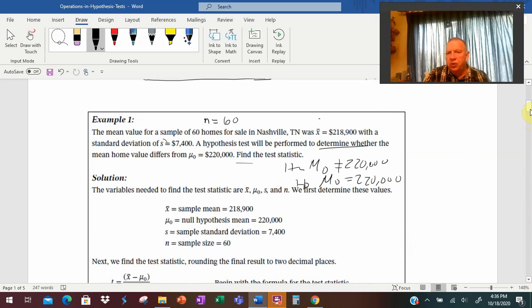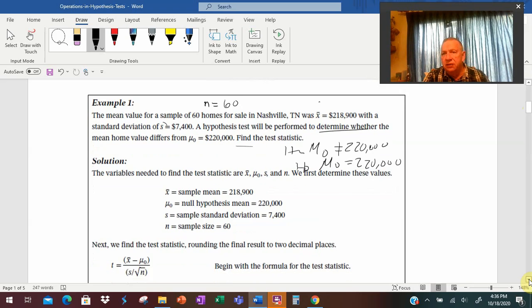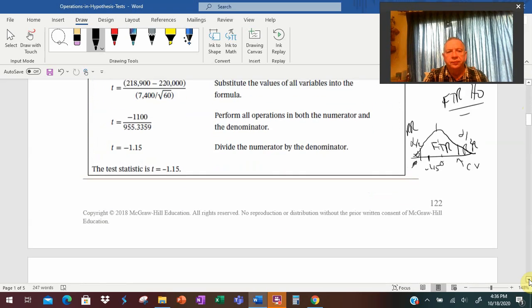So we would fail to reject that it was possibly 220,000. So there's insufficient evidence to support the possibility that they differ. Those are the ones that we really can't tell. We just don't have enough data, information.